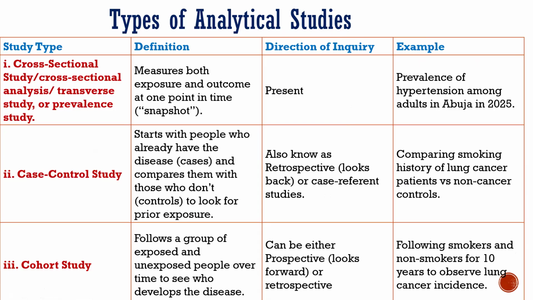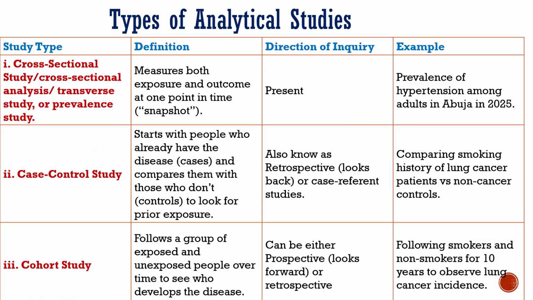Do you understand? So a case control study means having people who already have the disease and people who don't have the disease. But a cohort study means following people up: people that are exposed, for example smokers, and people that are not exposed to smoking, that is non-smokers. You follow them up for 5 to 10 years to check whether those people that smoke developed more lung cancer than those that don't smoke.